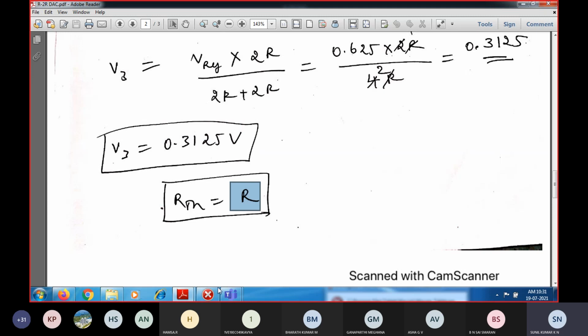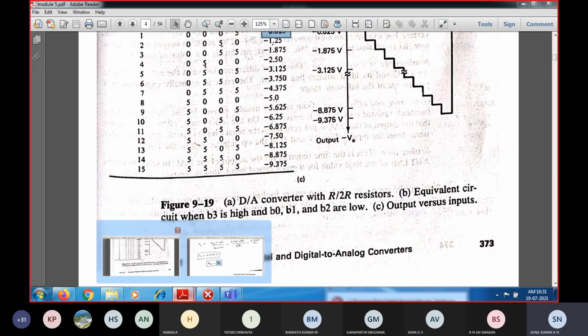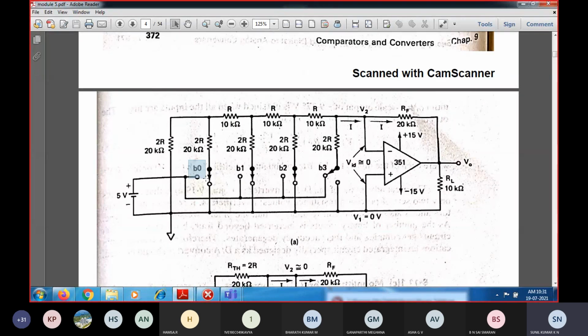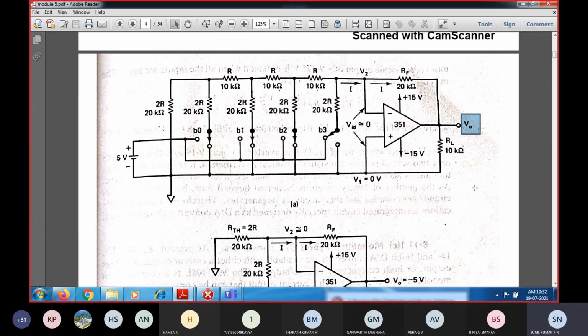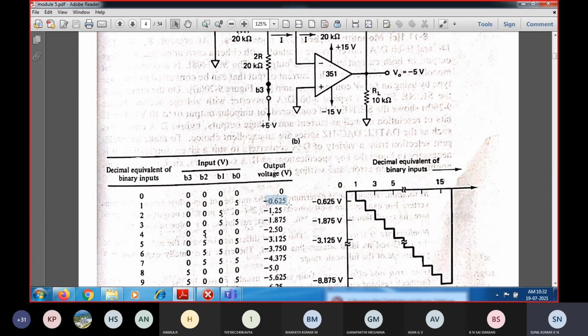So that is the output of the amplifier, right? Here at this point, because of this B0 alone, at this terminal you are going to get a 0.3125 voltage, because all other bits are 0. So only because of this B0, you are going to get 0.3125. Okay, so the equivalent resistance from this, if I calculate, will be equal to R. So it will be 0.3125 into resistance R, so RF divided by R into V3. So if I do that, then I will get the output voltage V0 is equal to 0.625 respectively.